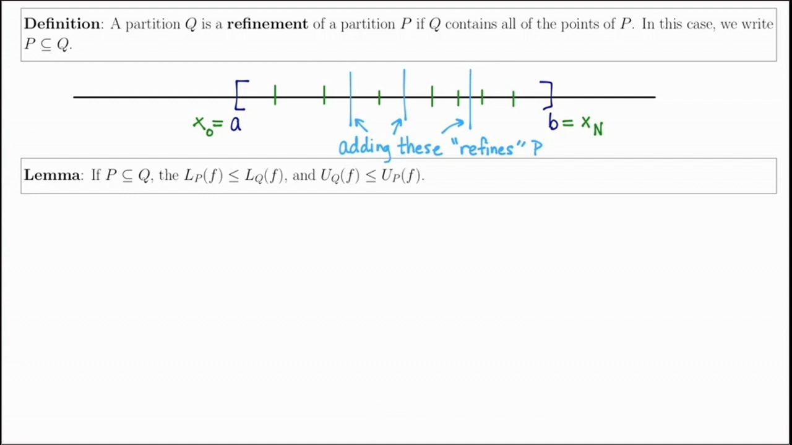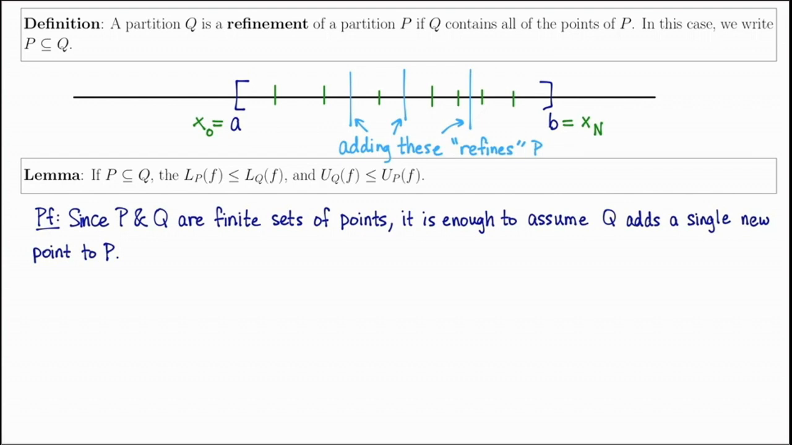Since partitions only consist of a finite number of points, to get from P to its refinement Q, I could imagine adding 1 point at a time. Like let's say Q has 23 more points than P. I could just add each of those points one by one, and if I could show that each time I added a point, the lower sum and upper sum changed according to this lemma, then that would be done. So in other words, all we have to do is imagine taking a partition P and refining it by adding in one more point. So let's suppose that Q refines P by adding a single new point to it, which I'll denote by x tilde.